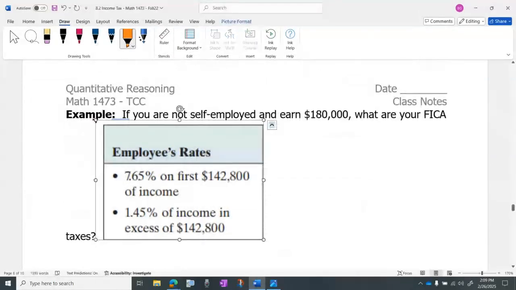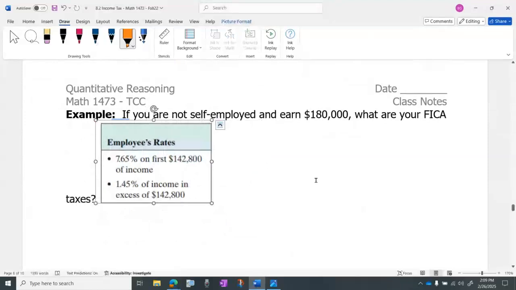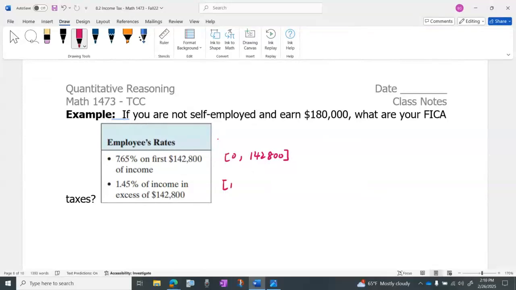FICA. In the table, we have 2 tax brackets, right? The first tax bracket is from the first dollar to $142,800. If you make more than that, from $142,801 all the way to infinity, you pay 1.45%, all right? So 2 buckets. And this taxpayer is not self-employed, so he pays this part, and his employer matches whatever he pays.